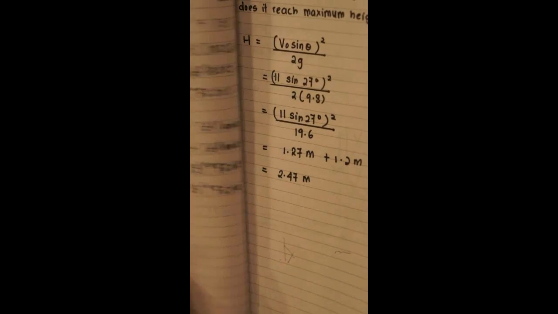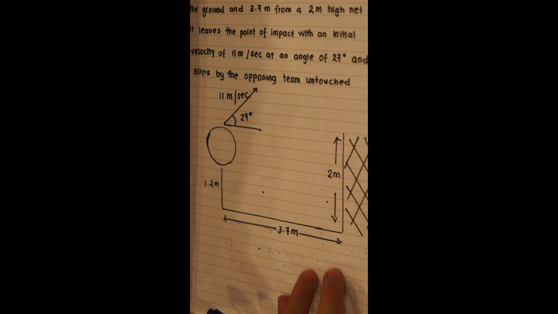Moving on to question part C. They want you to find the range and the flight time of the volleyball. So the range means how far does the volleyball travel. To find the range, first of all, we'll get the time first. So since we know the distance of y equals 1.2 plus 11 sine 27 degrees T minus 4.9 T squared.